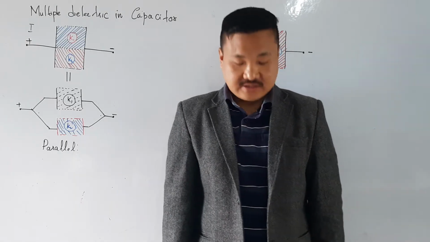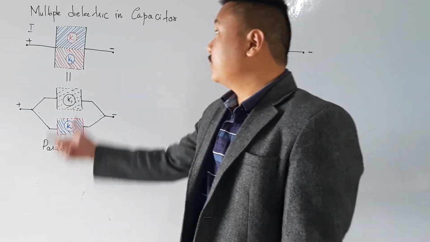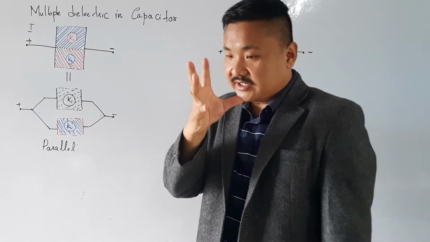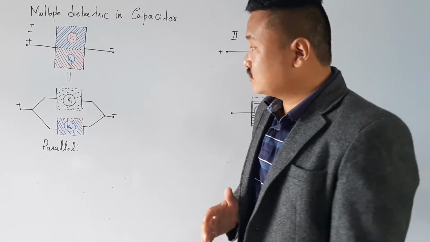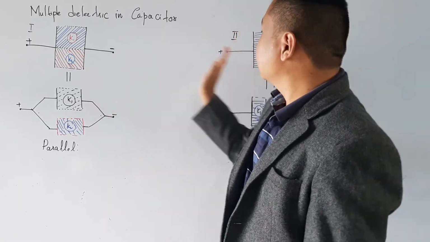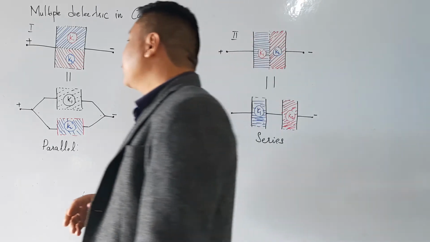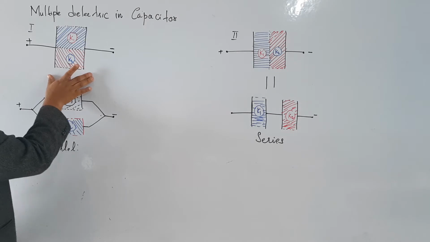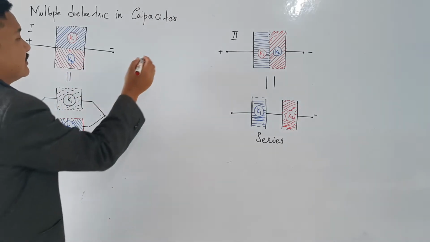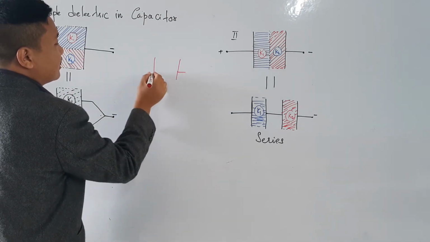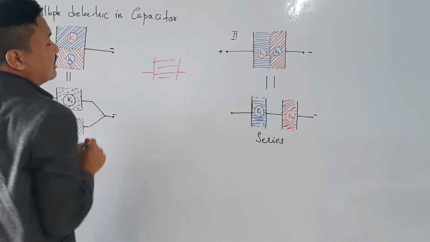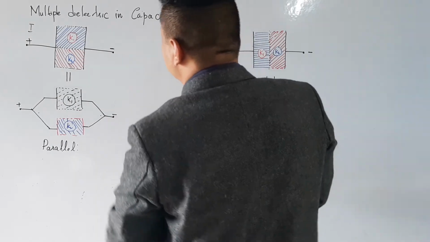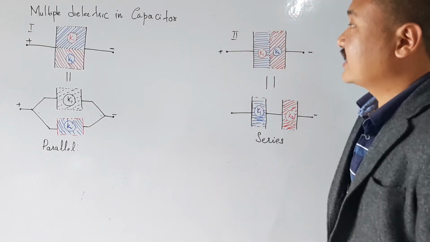My dear students, now let us do the multiple dielectrics in a capacitor. What will happen if we put different types of dielectric? In class 12 we only deal with the first case and the second case. Here, this is my capacitor in which there is a dielectric. Previously what we have studied is a capacitor like this, and there was a dielectric between the plates. Only one kind of dielectric was present. Now if you see the first case, later I will do the second case.